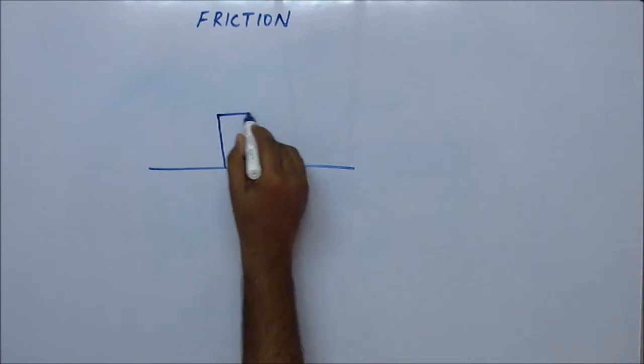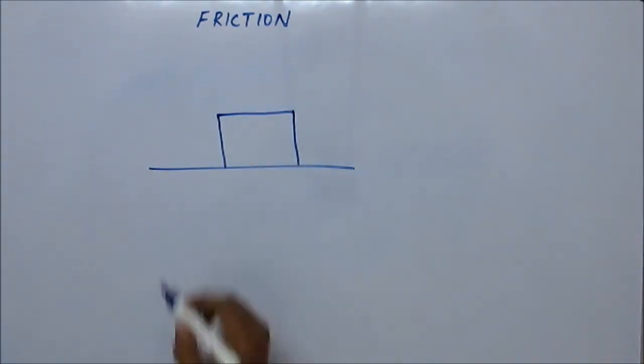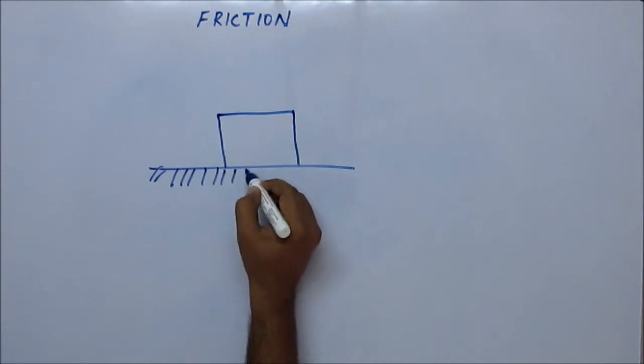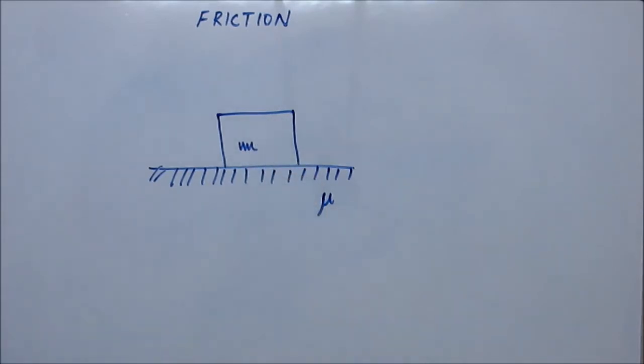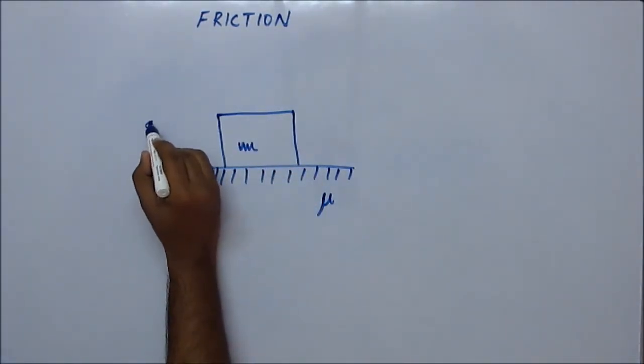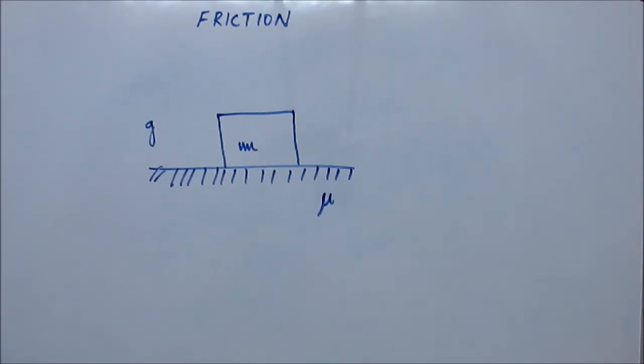Now in this problem we have a block, and the block is kept on a rough surface. Suppose the coefficient of friction is given as mu, the mass is given as m, and the acceleration due to gravity is g. Now it has been asked, what is the minimum amount of force that would be applied on this block to slide the block on the ground? It's a horizontal surface, and the coefficient of friction is mu. What is the minimum amount of force that should be applied on this block so that the block moves on the surface? You have to find that in terms of the given parameters.